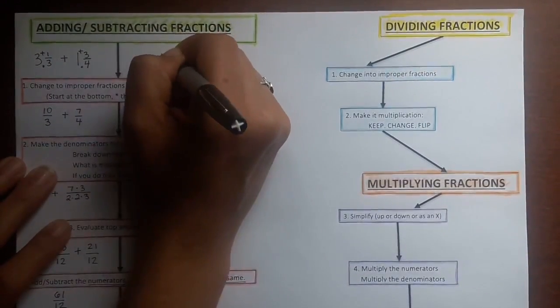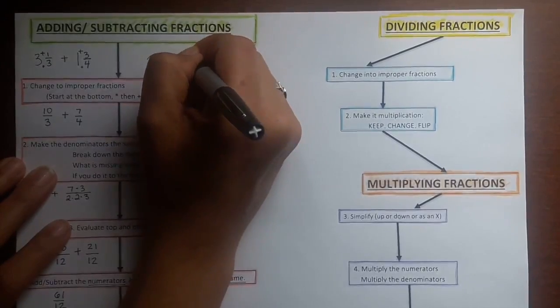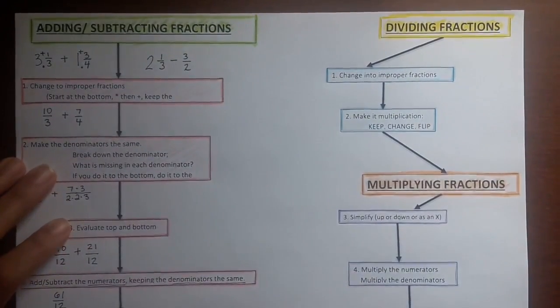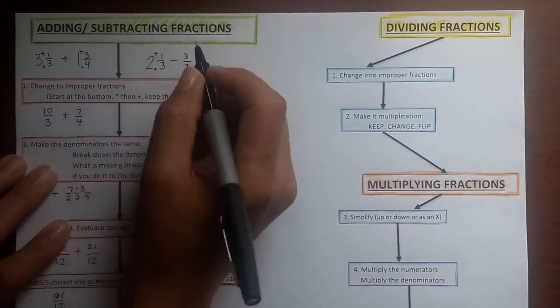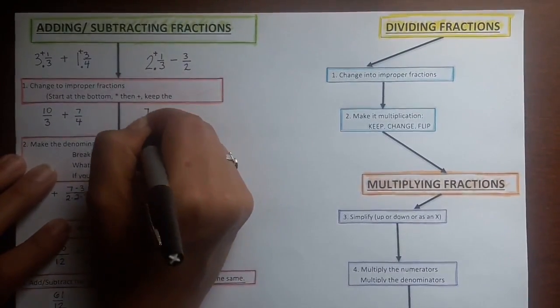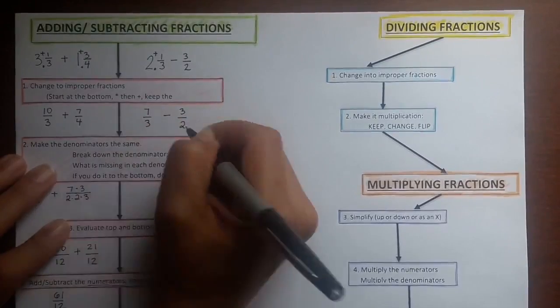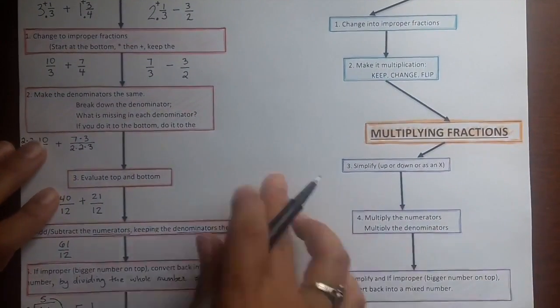Take a look at a subtraction problem. You actually do it exactly the same as addition, so it doesn't matter whether it's addition or subtracting. So the first step is always change to an improper fraction. So multiply and add. 3 times 2, 6 plus 1, 7 over 3. Minus, and it's already 3 over 2. Then you have to make the denominators the same.